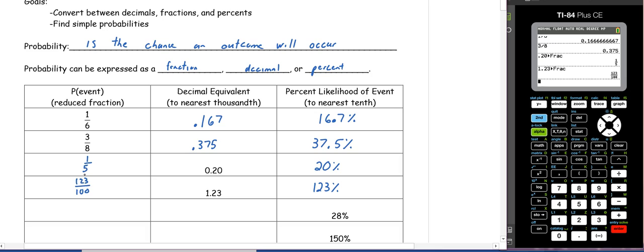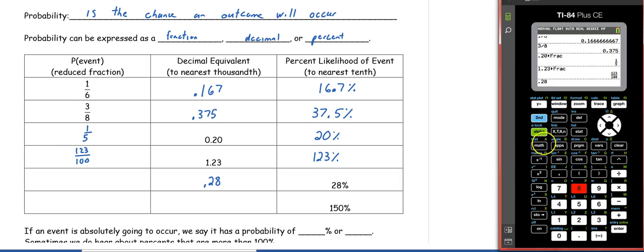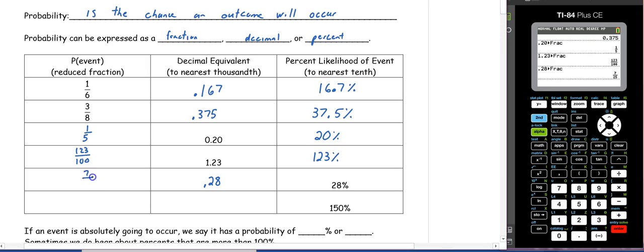over 100. Now, if we have a percent, the first thing we want to do is move that to a decimal. So we're going to move the decimal place 2 places to the left. So when we move from 28 to the left twice, we get 0.28 as the decimal. And to turn that into a fraction, we'd have 0.28, math, enter, enter. So our fraction would be 7 over 25.